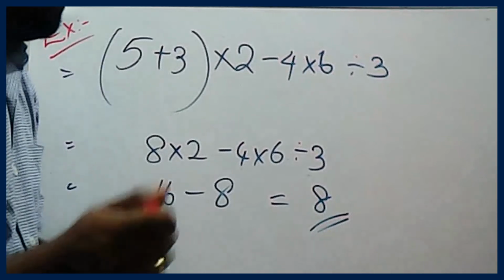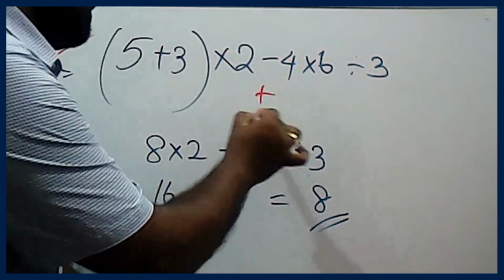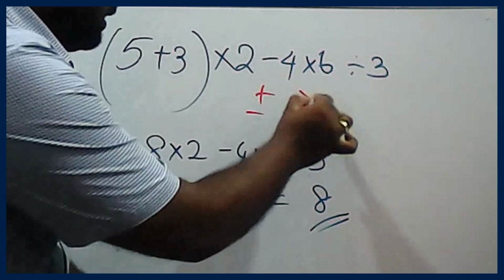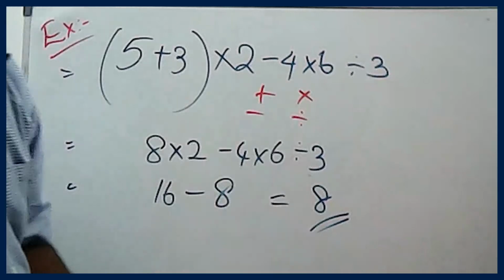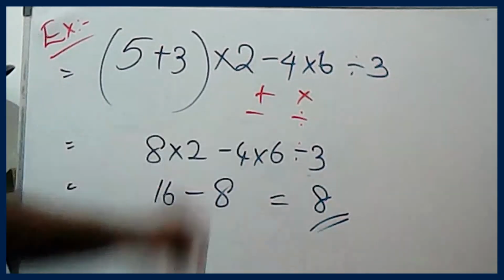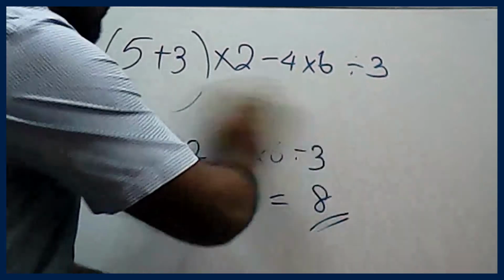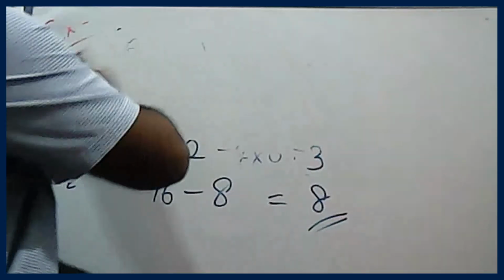These we call mathematical operations: addition, subtraction, multiplication, and division. We call them mathematical operations or mathematical operators, right? After that, what we are going to discuss is the classification of numbers, the number systems, how we classify numbers. First one.